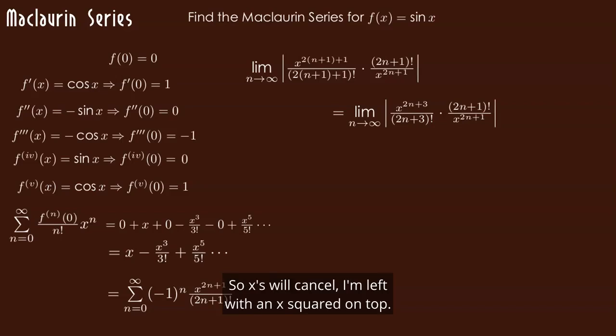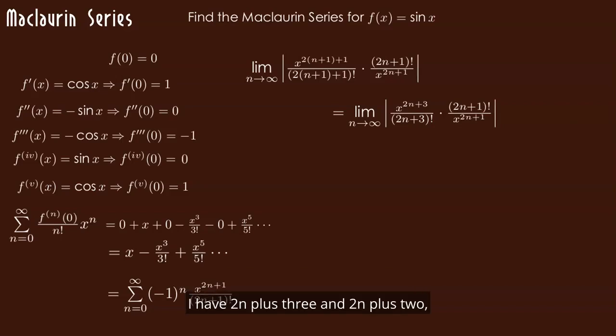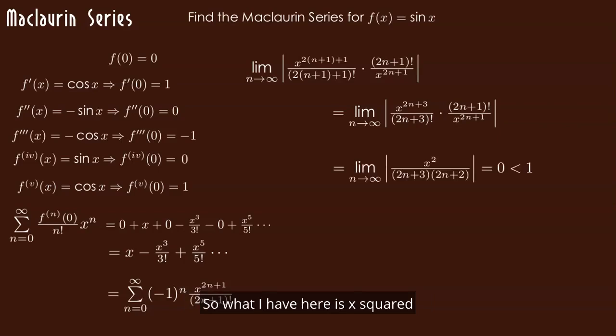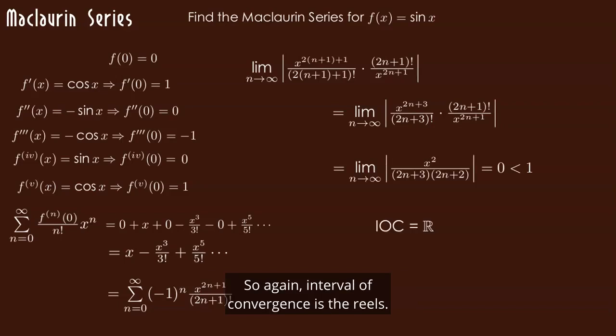I'm left with an x squared on top. I have 2n plus 1 factorial over 2n plus 3 factorial. So I've got the two extra terms. I have 2n plus 3 and 2n plus 2, and then all the others will cancel. So what I have here is x squared over 2n plus 3 times 2n plus 2. The limit of that is 0 because the bottom is going to go to infinity. And 0 is always less than 1. So again, interval of convergence is the reals.